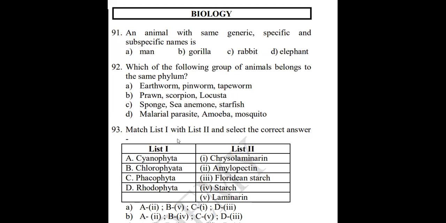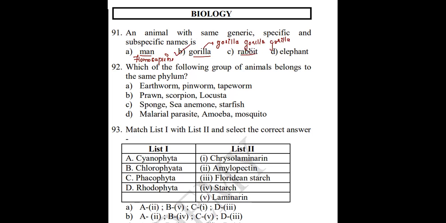The first question is: an animal with the same generic name, specific name, and sub-specific name. We have to find out. Before going on, we have to know the scientific names of man, gorilla, rabbit, and elephant. We already know the scientific name of man is Homo sapiens, right? For gorilla, the genus name is gorilla, the species name is gorilla, and the subspecies name is also gorilla. So the answer is going to be option B.